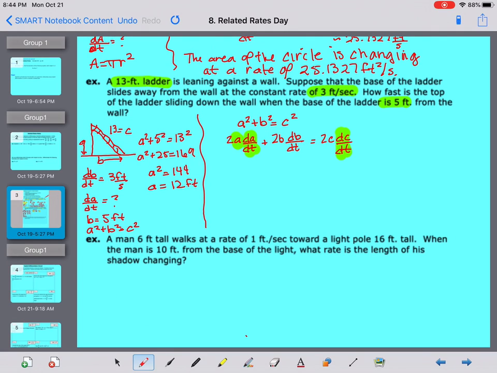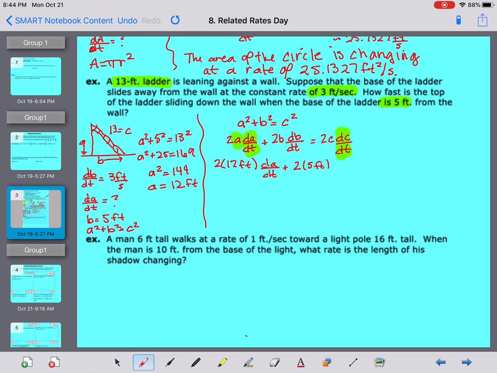So now we can start plugging in. So we have 2, our A value we said was 12 feet, dA/dt is what we're solving for, so it should be the only variable in the problem. Plus 2, our B value is 5.